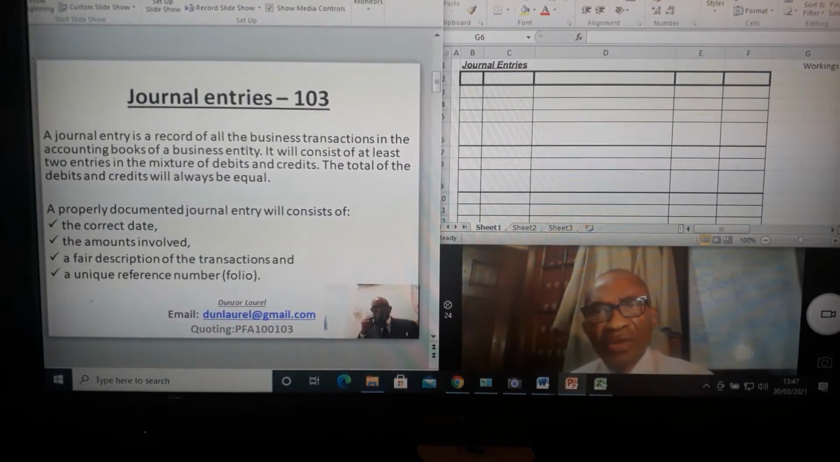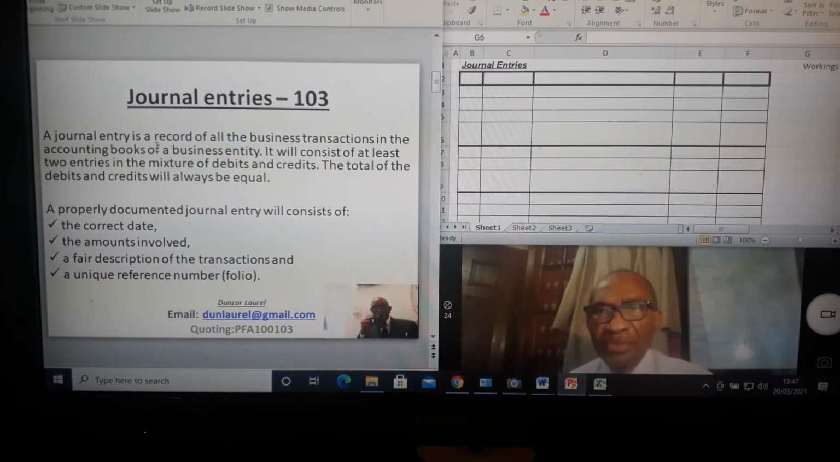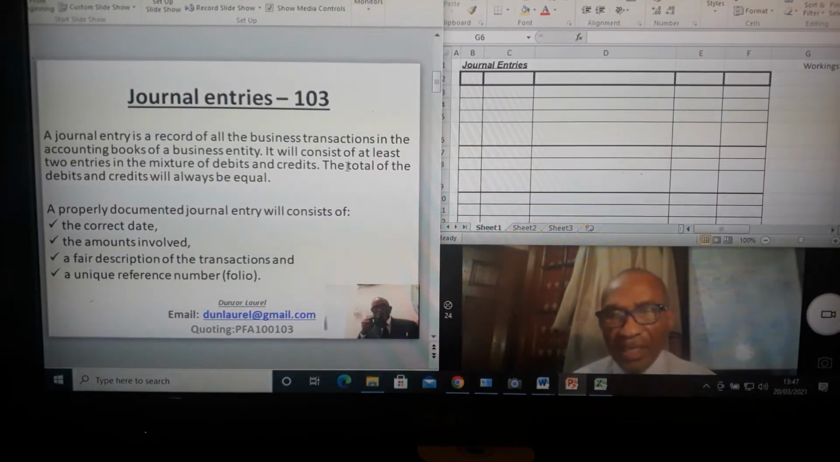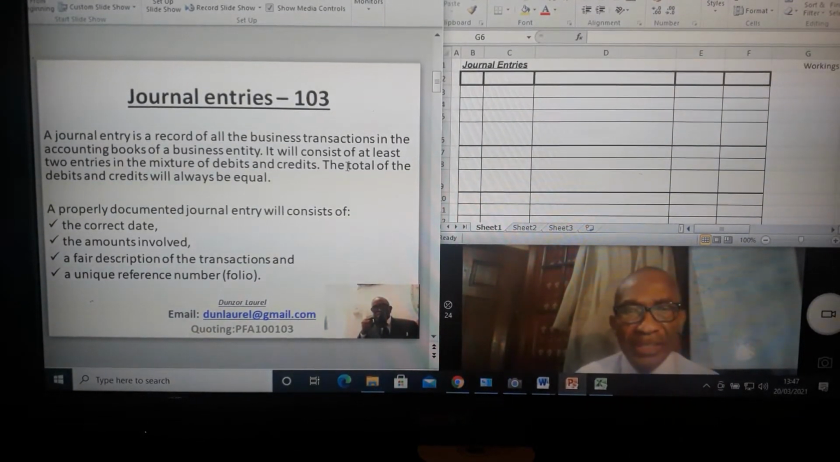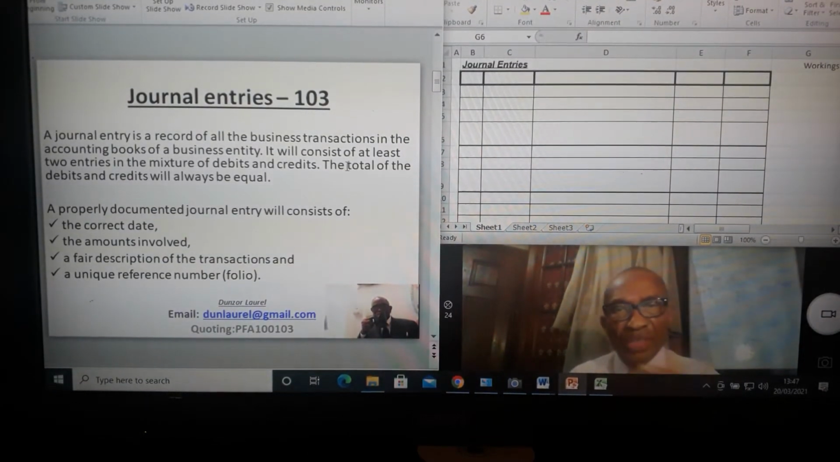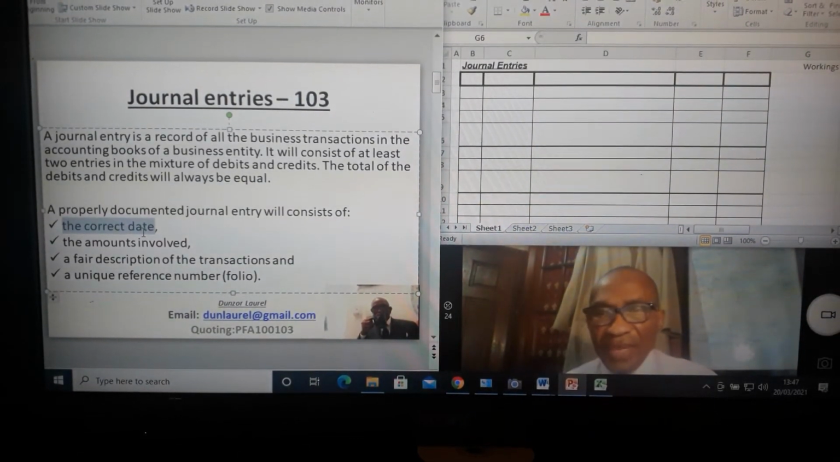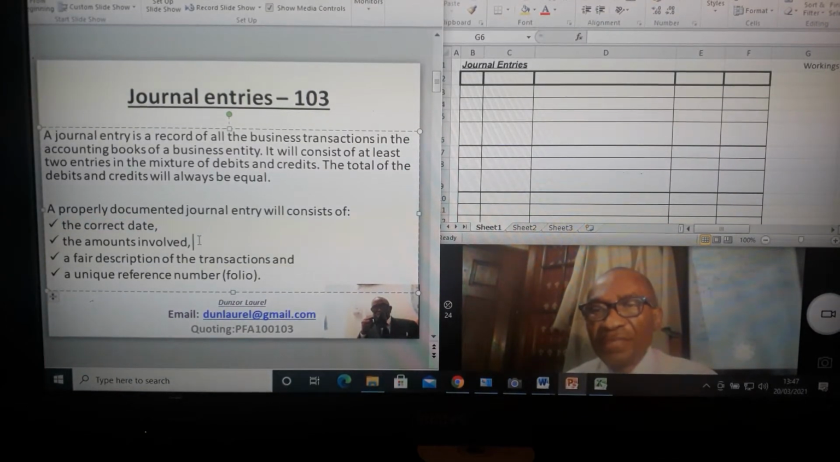Simply, a journal entry is a record of all business transactions in the accounting books of a business entity. I've already described it. It will contain a debit and a corresponding credit, and every credit will also have a corresponding debit. A properly documented journal entry will consist of the correct date, as the date of the event, the amount involved, a fair description of the transaction, a very short and precise description of what has happened, and a unique reference number or folio.